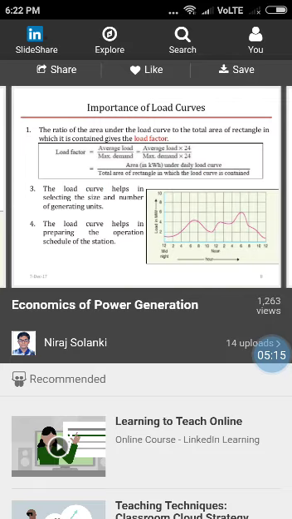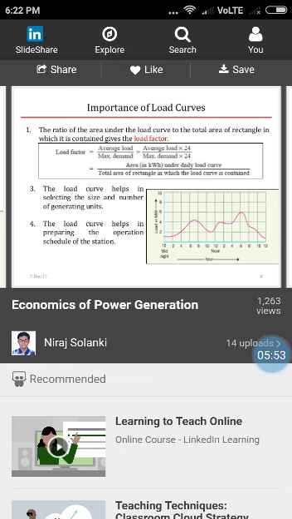Importance of load curves. The ratio of the area under the load curve to the total area of the rectangle in which it is contained gives the load factor. So load factor is equal to average load divided by maximum demand, that is, average load in 24 hours divided by maximum demand in 24 hours. That is, the area in kilowatt hour under the daily load curve divided by the total area of the rectangle in which the load curve is contained.